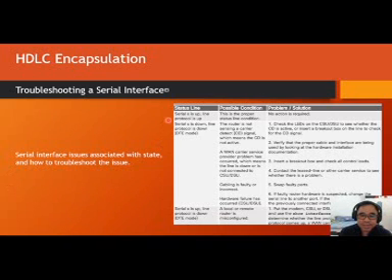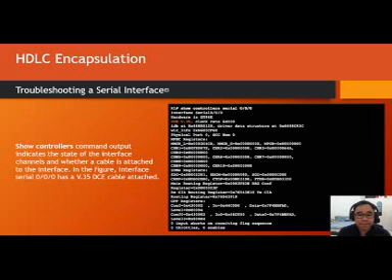Okay, troubleshooting a serial interface. Serial interface issues are associated with the state, and this shows how to troubleshoot the issue. Okay, status line. So, let's go next. The show controllers command output indicates the state of the interface channels and whether a cable is attached to the interface. Here you can see the interface serial 0, the hardware is GT96K, and it has a clock rate of 64000.